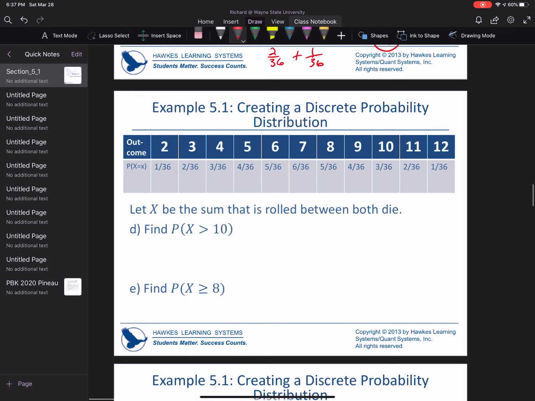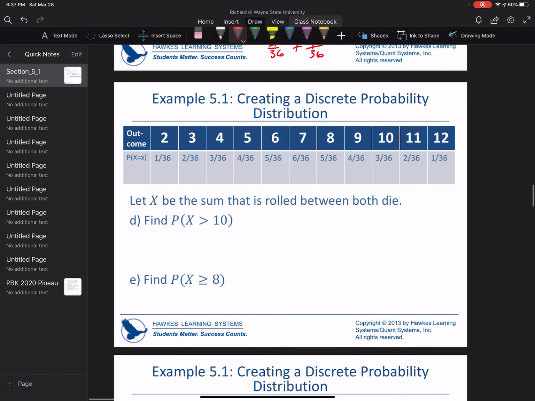Two more here, same distribution. We want the probability that the sum x is greater than 10, not equal to 10, but greater than. So that means a sum of 11 and a sum of 12. So that means you're going to add 2 over 36 plus 1 over 36 and get 3 over 36 or 1/12. Now how about greater than or equal to 8? Well, that means 8 or 9 or 10 or 11 or 12. Okay, how many is that? Let's see, that's 9, 10, 11, 12, 13, 14, 15 over 36.